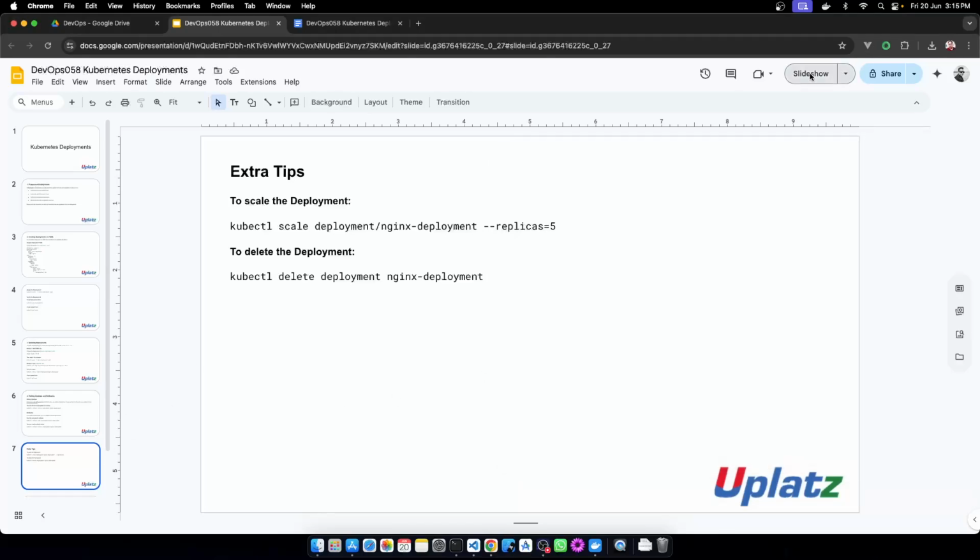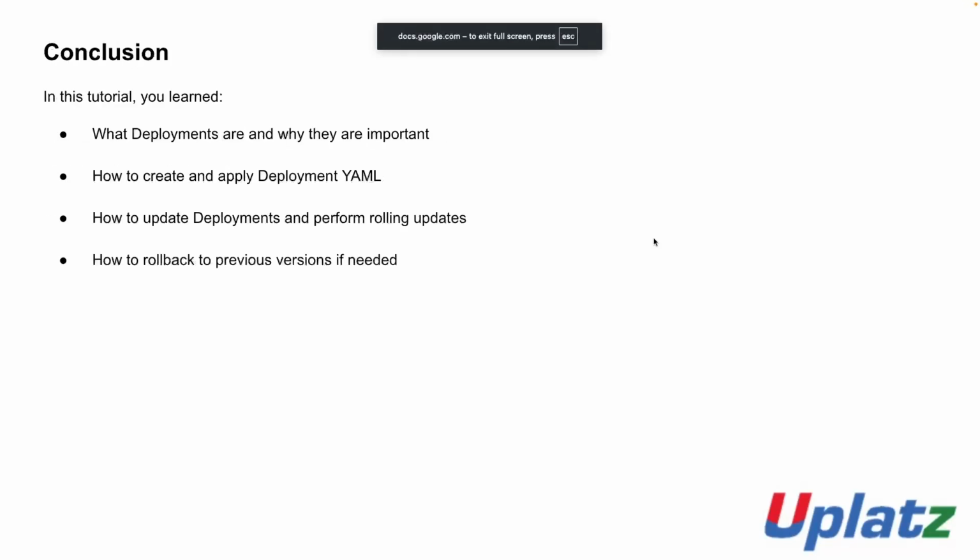Slideshow. Go to next one. Conclusion. In this tutorial, you learned number 1, what deployments are and why they are important. Number 2, how to create and apply deployment YAML. Number 3, how to update deployments and perform rolling updates. Number 4, how to roll back to previous versions if needed.